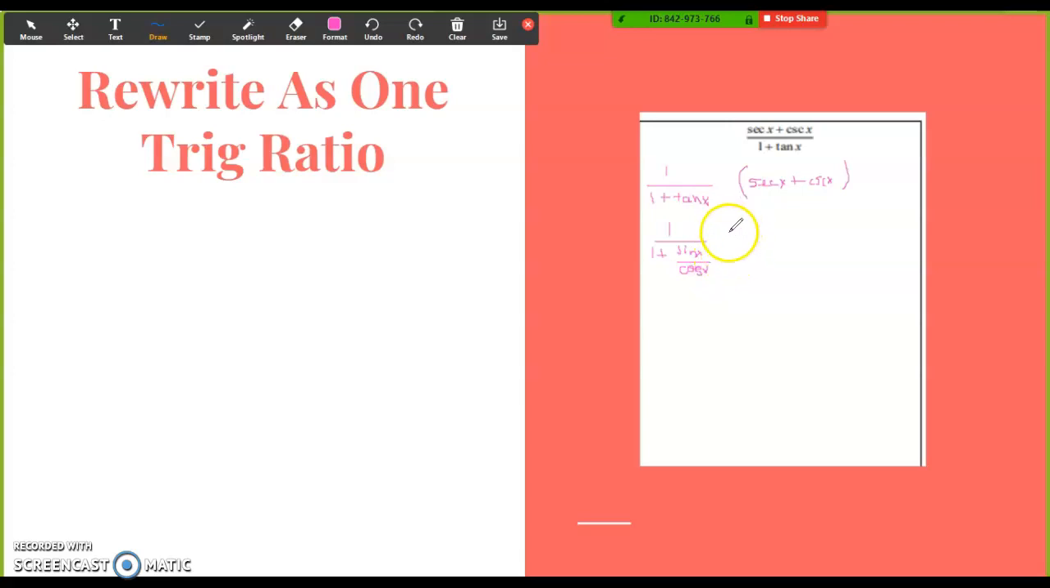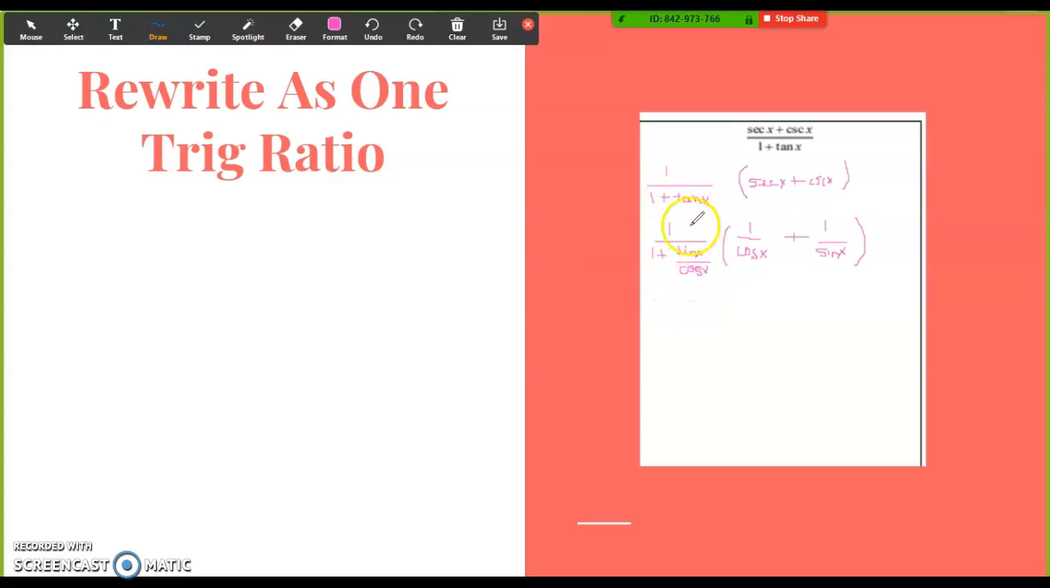Okay, and that would be multiplied by the secant of x. Well, we know secant of x is just 1 over cosine of x plus cosecant of x. Well, cosecant of x is 1 over sine of x. Okay, I'm looking at it and I still don't have anything. So the only logical thing to do is just start simplifying.